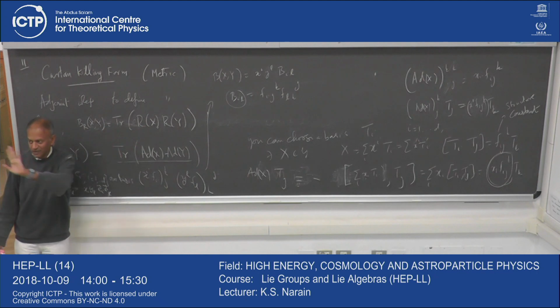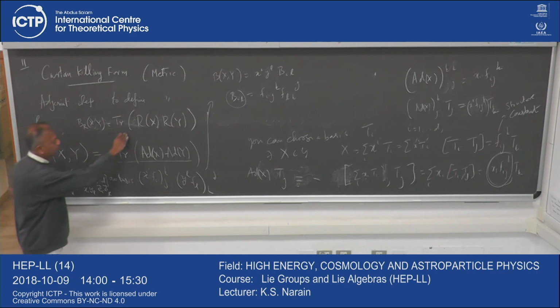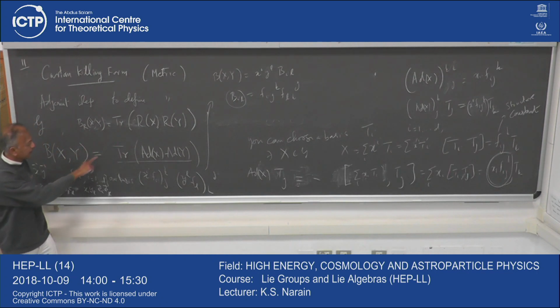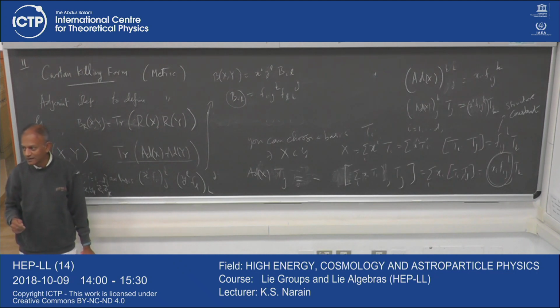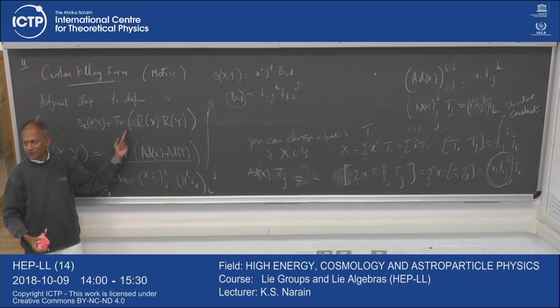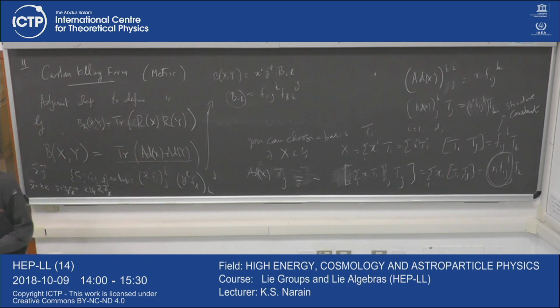Apart from the trivial representation, take any non-trivial representation, because for the trivial one everything is zero. It will turn out that this is proportional to that, with the proportionality constant being independent of X and Y. That's the important part, right? Because for any choice of X and Y, of course, this is a number, and this is a number, so two numbers are proportional to each other. But the important point is that the constant is independent of X and Y.